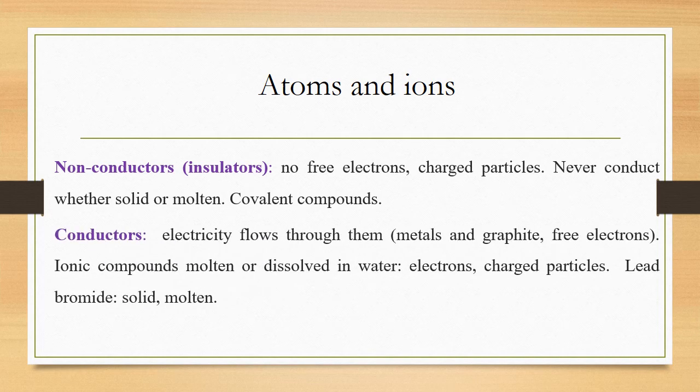Then we have the conductors in which electricity flows. Okay, so metals and graphite, which have free electrons. Ionic compounds, which are molten or dissolved in water, are also conductors because they have free charges that can move around. Okay, so lead bromide would be an example of a conductor when it is molten.